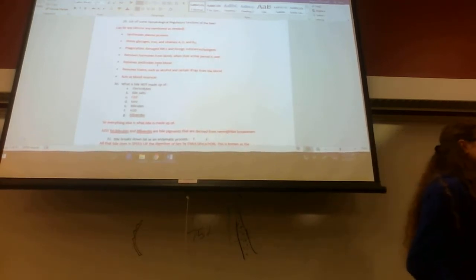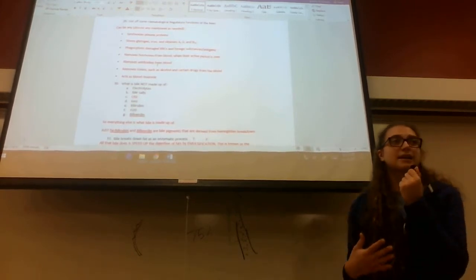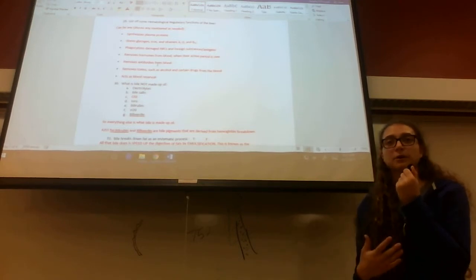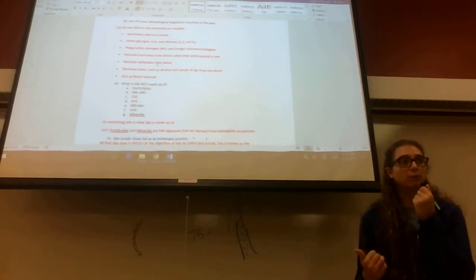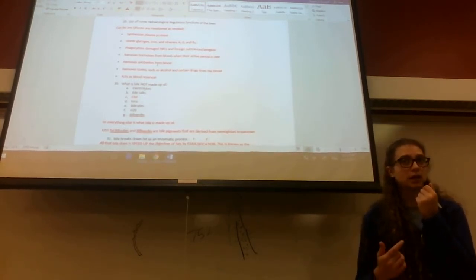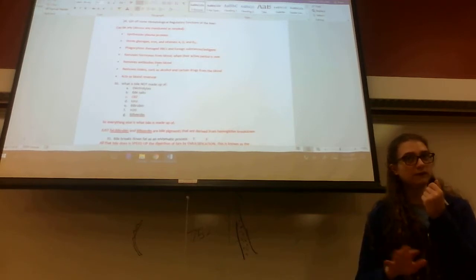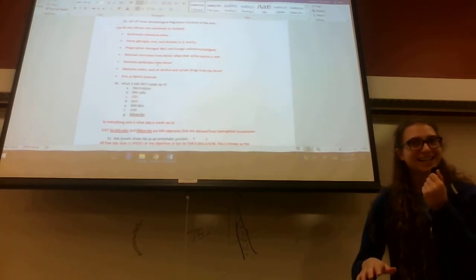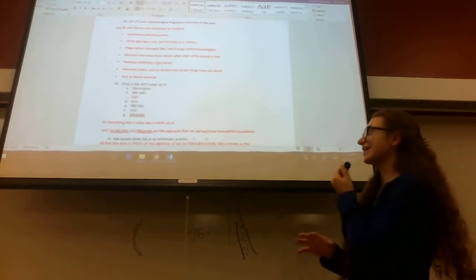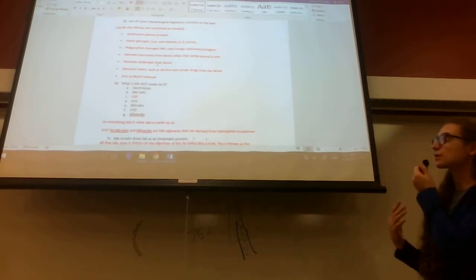Some hematologic regulatory functions of the liver. This has to do with your blood. It synthesizes plasma proteins. Plasma proteins are like your albumin, your globulin, and your fibrinogen. You don't have to know about this till we get to the blood, but you'll learn about it. But it's not that bad. But those are plasma proteins.